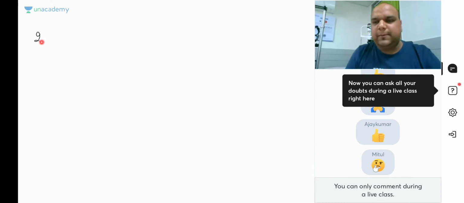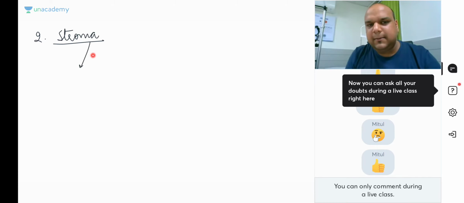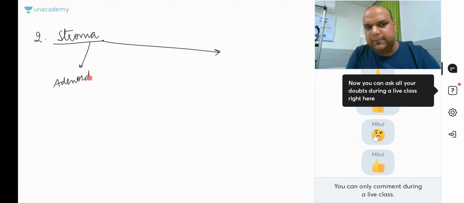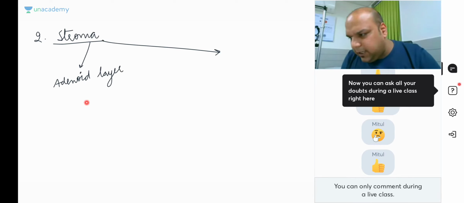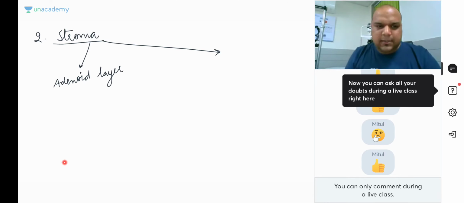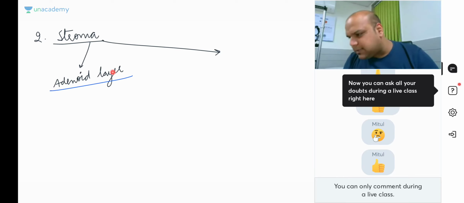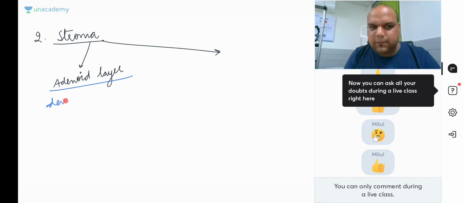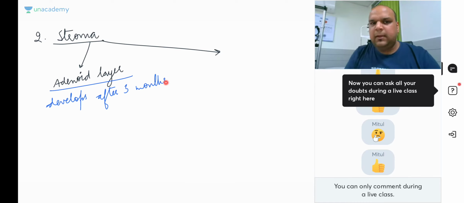Okay. Number 2, everybody. The second layer is called stroma. Now, stroma is divided into 2 parts. The first part is called the adenoid layer. Adenoid obviously means lymphoid tissue. This adenoid layer does not develop till 3 months of age, or I can say it develops after 3 months of age. And that is the only important point that you want to remember here.